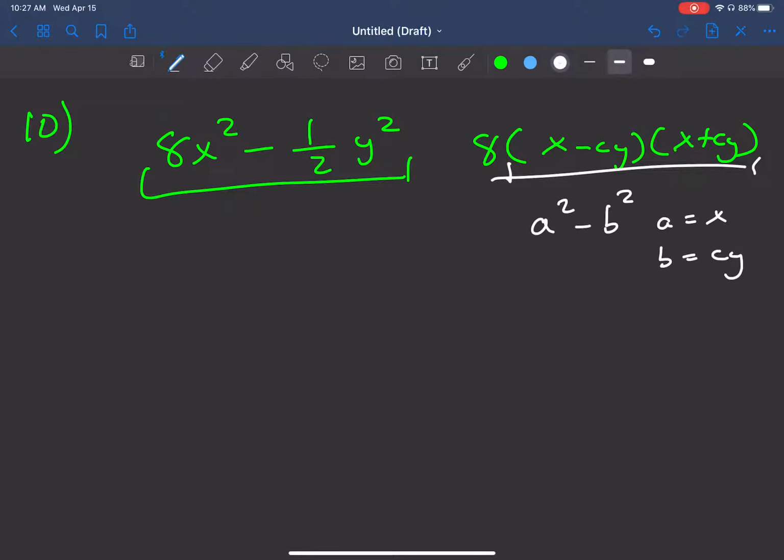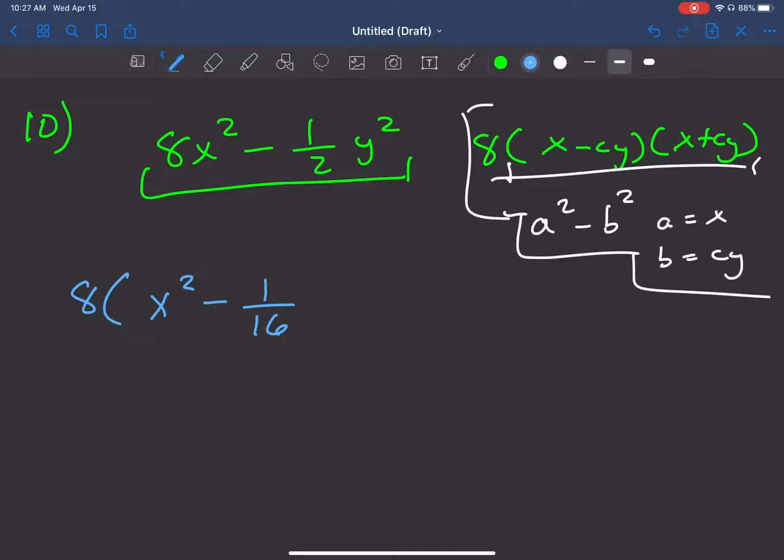But anyway, let's keep this in mind while we're working through this problem. So we have our 8x squared minus 1/2 y squared. I'm going to pull out the 8. I'm going to get x squared minus, now you're going to say, okay, well, you can't pull out an 8 here. That's not an 8. And actually, you can, right? You can pull out the 8 and you'll get 1 over 16. And I'll show you how that works.